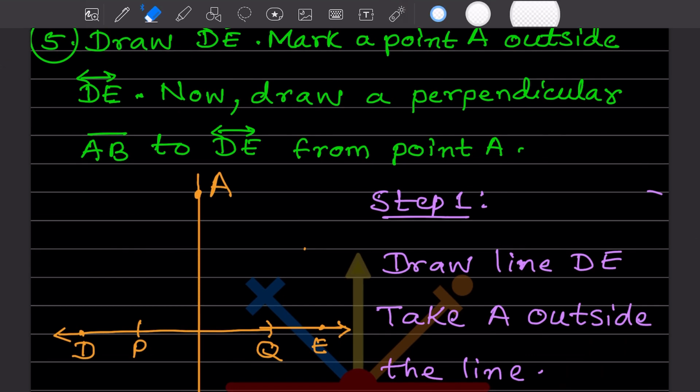So first thing, what are we going to do here? We are going to draw DE. This is the line you have to draw, and you have to mark a point A outside DE. Outside DE means you will mark a point over here. So the next step, what are you going to do here?